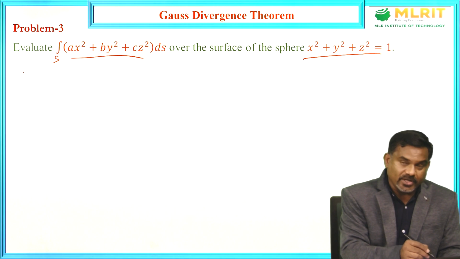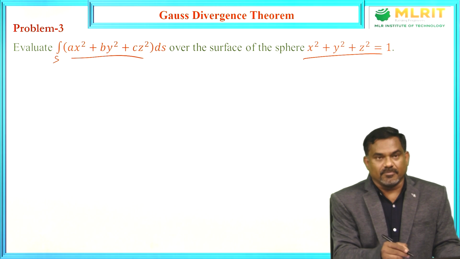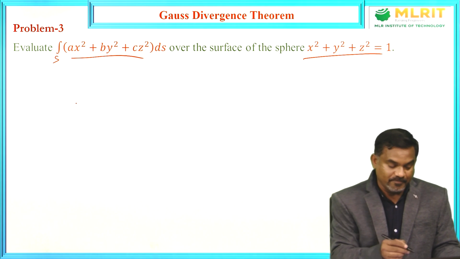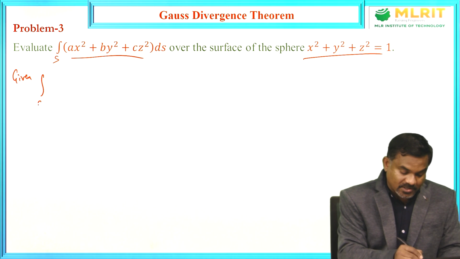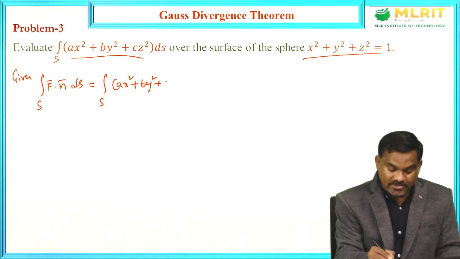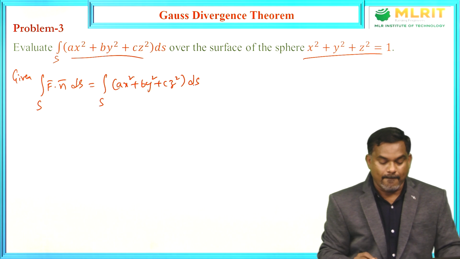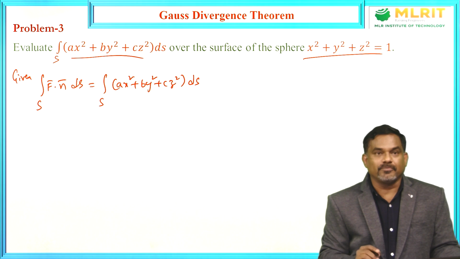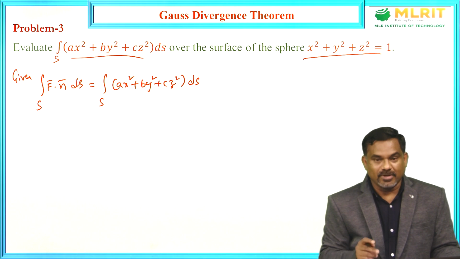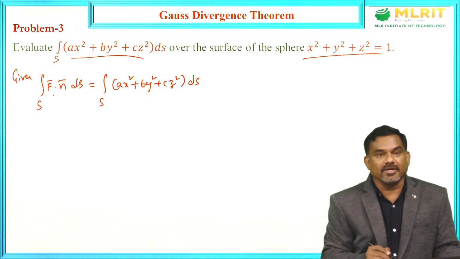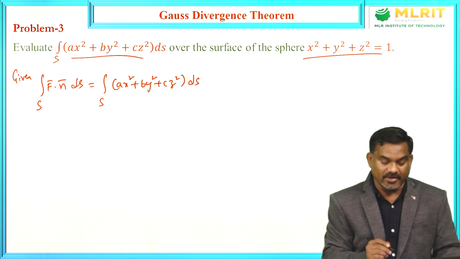So again we can use the Gauss Divergence Theorem, which transforms a surface integral to a volume integral. The given surface integral is ∬ F̄·n̄ dS = ∬ (ax² + by² + cz²) dS. We can apply the theorem if we have the vector F̄, but in the given problem, F̄ is not given.